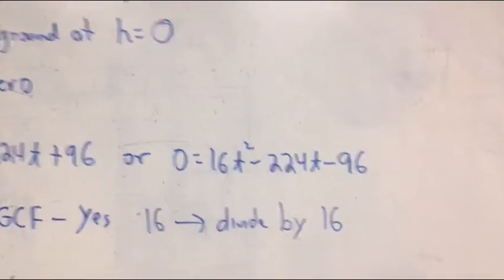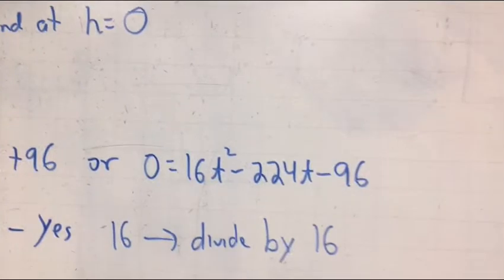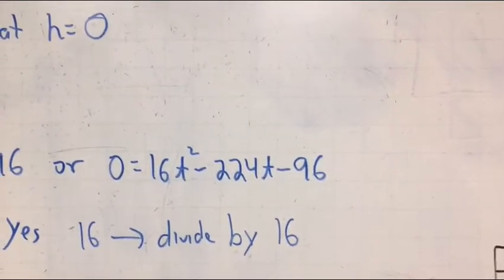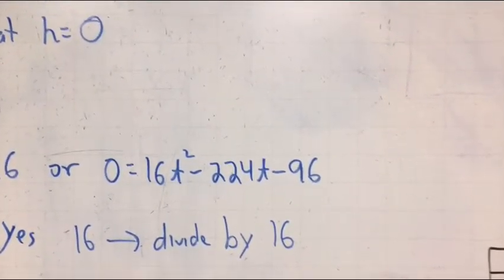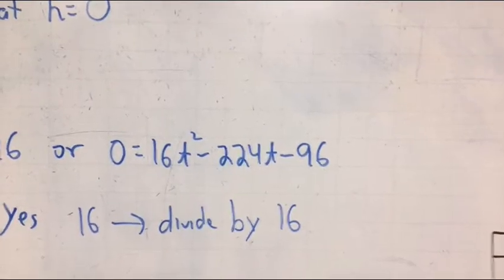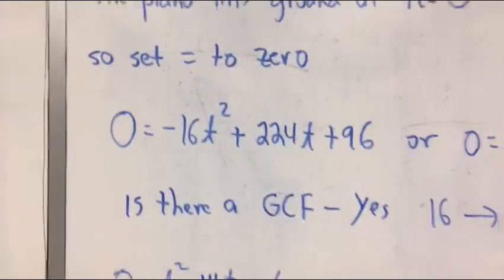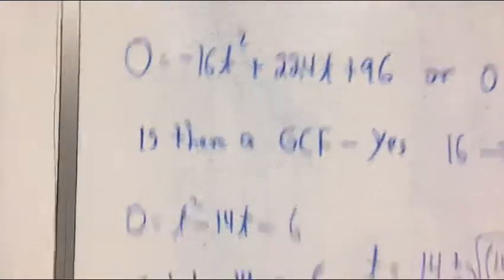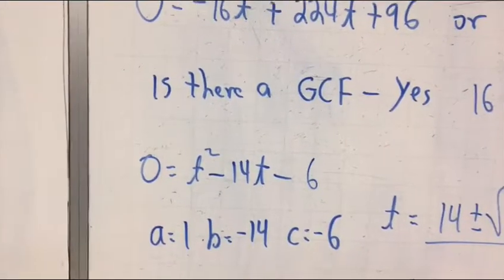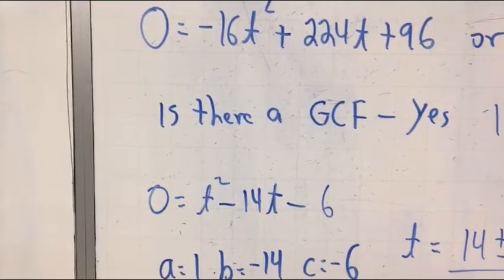Oh, and actually what I did is I turned mine around. I just multiplied both sides by -1, okay? So I only had to divide by positive 16. If you started here, you divide by negative 16. Either way, you're going to get that. Okay? Now, doesn't that look nicer?